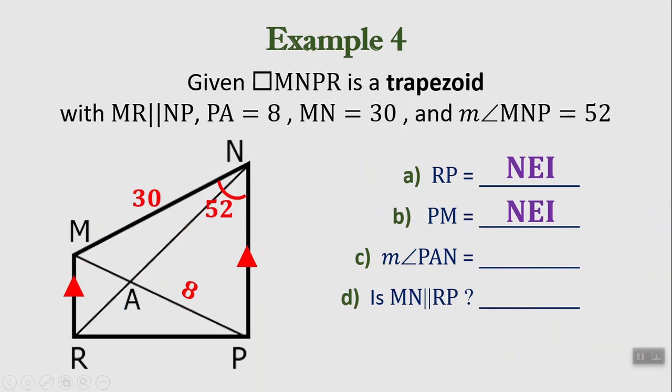PAN. PAN is one of the angle measures formed by the diagonal. We know that they are not 90 degrees unless it's some kind of special situation. We don't have any information like that, so we're going to say not enough information again. And then we want to know if MN is parallel to RP. And we know it is definitely not, because a trapezoid is defined as something that has exactly one pair of parallel sides, and the other set are not parallel, so the answer here is no.